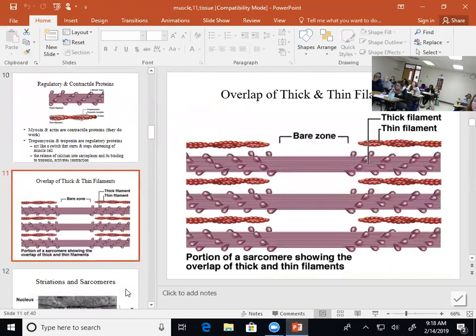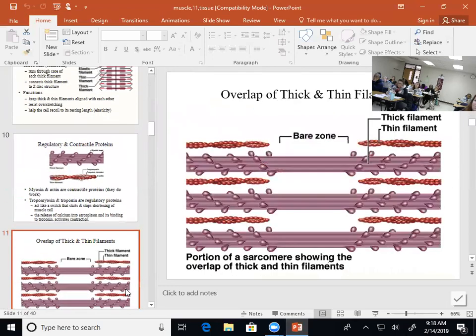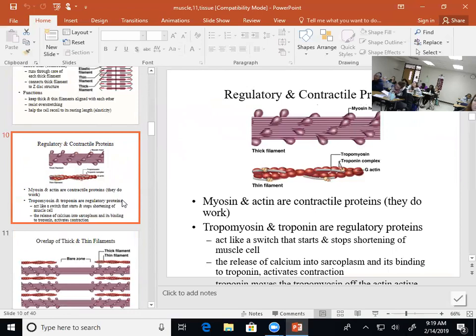When calcium is present, it's going to cause these regulatory proteins to move out of the way so that these cross bridges can be formed between myosin and actin. And when the cross bridges are formed, what's it going to do? It's going to pull them together, right? It's going to pull those filaments together. And when they get pulled together, what does the entire fiber do? Contracts. Any questions from you about that so far?